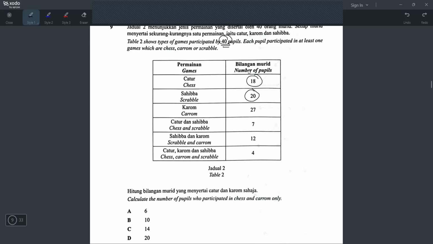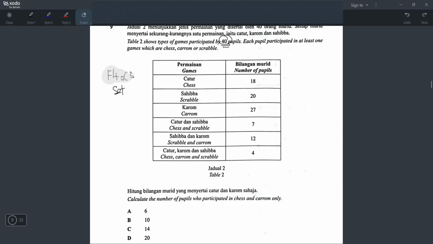You know why? Because there is some overlap here. Some students play chess only, some students play Scrabble only, some students play carom only. But there are some that overlap, where they play 2 games or 3 games. That is why when you add all together, you will not get 40, because there is overlap. Now this says calculate the number of pupils who participated in chess and carom only. Okay, this is from Form 4, chapter 3, operation on sets, the set chapter, right?